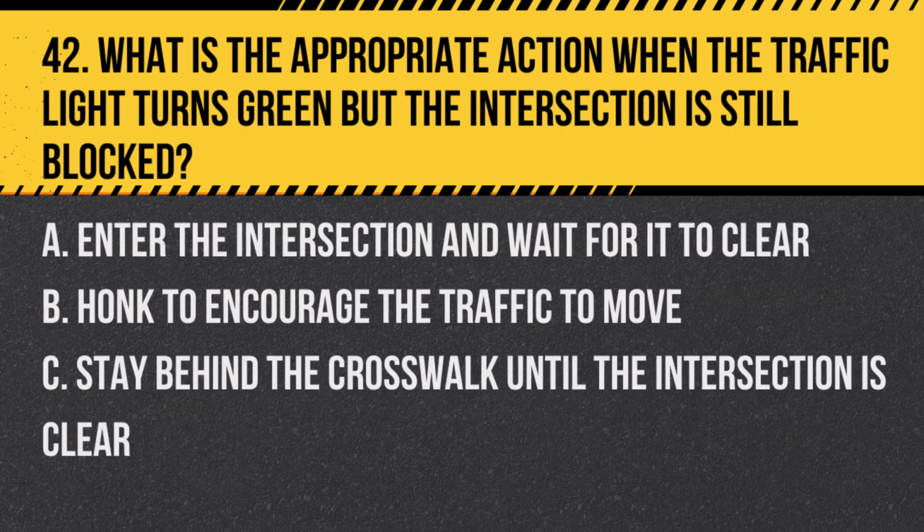Question 42. What is the appropriate action when the traffic light turns green but the intersection is still blocked? A. Enter the intersection and wait for it to clear. B. Honk to encourage the traffic to move. C. Stay behind the crosswalk until the intersection is clear. Answer. C. Stay behind a crosswalk until the intersection is clear. Blocking an intersection can cause gridlock and is not advisable.